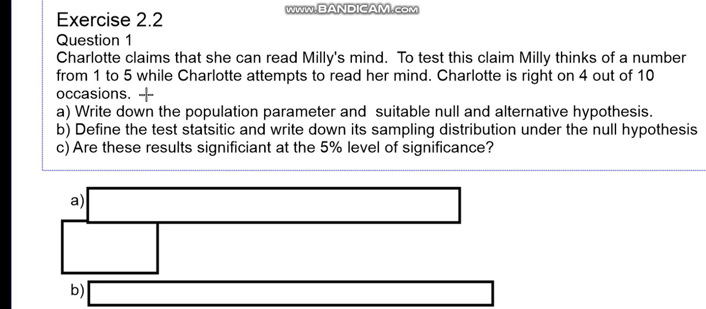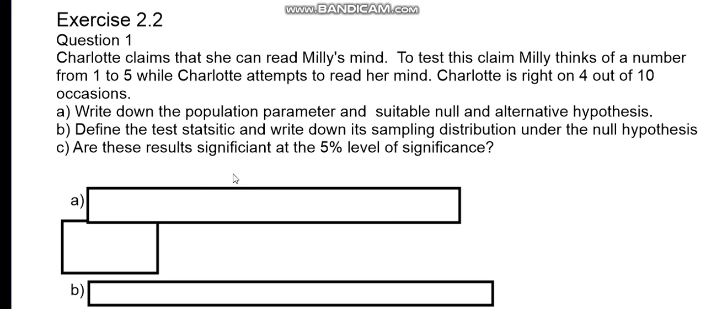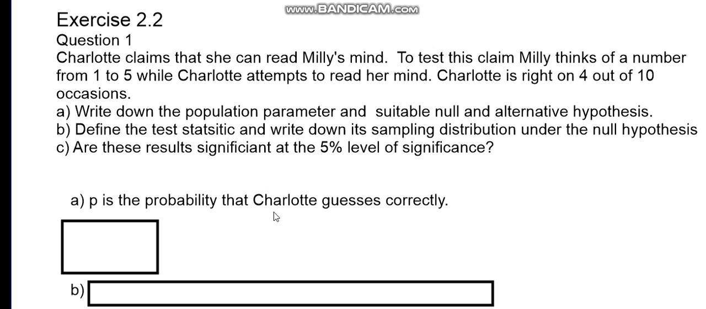So the question's been split into 3 steps, okay, and these 3 steps you do for every question. But step 1A says write down the population parameter and suitable null and alternative hypothesis. So the parameter is always P for proportional probability. So in this case, it's the probability that Charlotte guesses correctly.